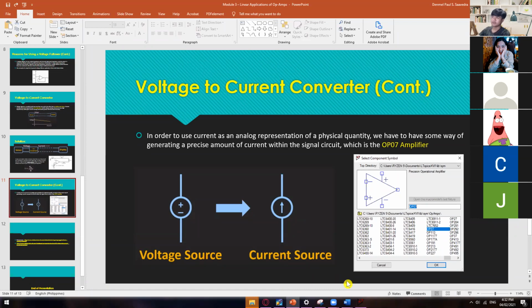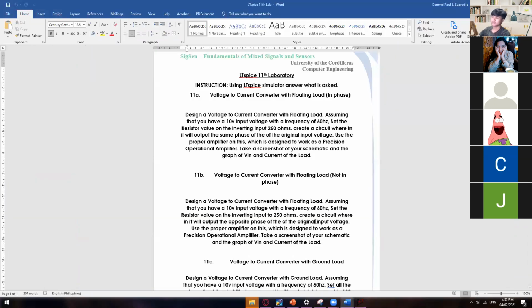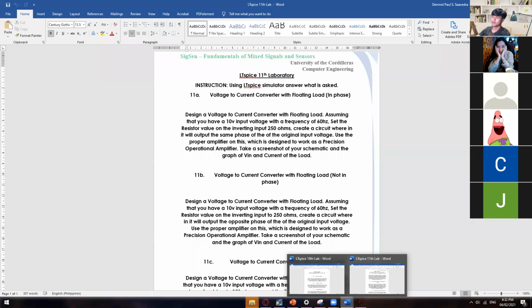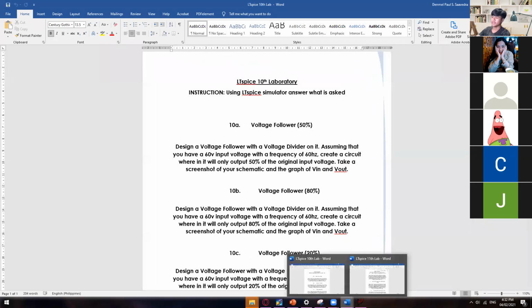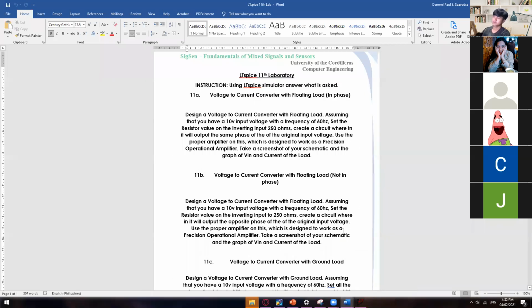Any concerns so far regarding your 10th laboratory and then 11th laboratory? And coming from Mr. Escobar, Mr. Adam, and Mr. Martinez.